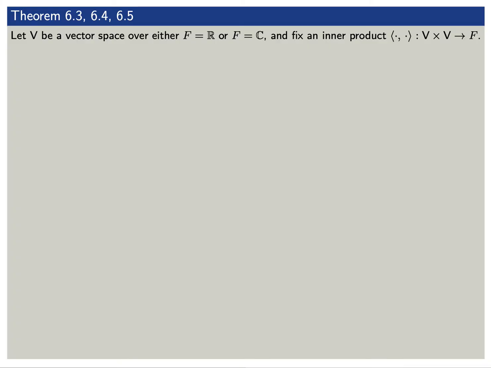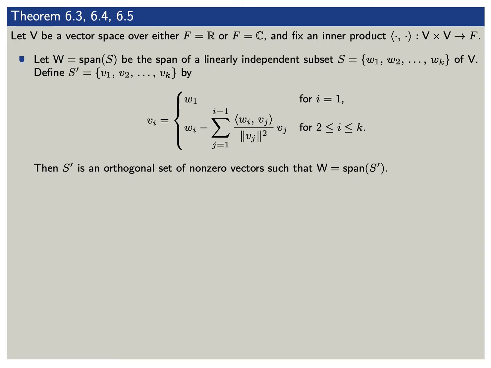To this end, let's say that V is a vector space over either the real numbers or the complex numbers, and let's fix an inner product. First, say that W is the span of some linearly independent subset S. We'll define S prime in the following way. First, v sub 1 will just be w sub 1. Next, recursively, v sub i will be w sub i minus some specific linear combination of the v sub j's, where j ranges from 1 to i minus 1. This linear combination will be chosen so that we actually have an orthogonal set.